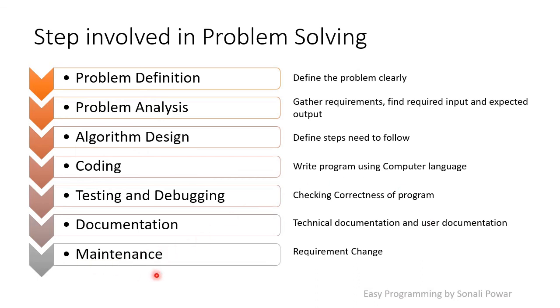Next, the last step is maintenance. In the maintenance, suppose users change their requirements, according to that we have to change our coding, we have to change our program. So such types of things come under the maintenance. So these are the steps involved in the problem solving.